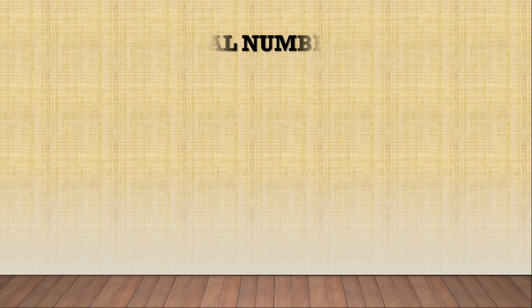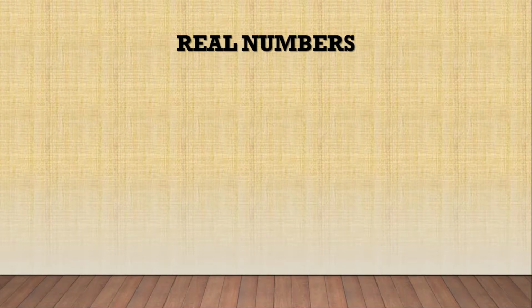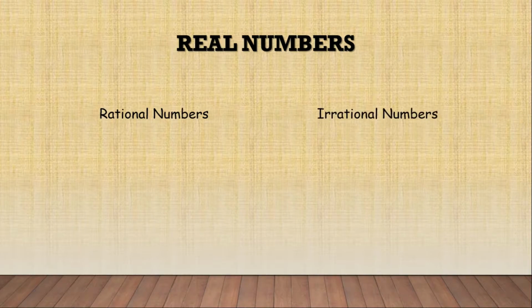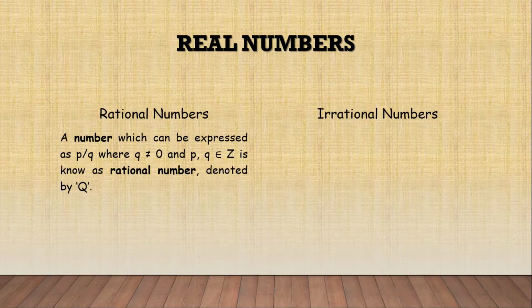But before all this, let us recall what a real number is. Suppose we take all the rational numbers and all the irrational numbers and put them inside a bag, the bag will be full of real numbers, which means real numbers consist of rational numbers and irrational numbers. We already know that numbers that can be written in the form p by q, where p and q are co-prime, that is, they don't have any common factor other than 1, and q is not equal to 0, are said to be rational numbers, while its reverse, that is, numbers which cannot be expressed as p by q, are called irrational numbers.